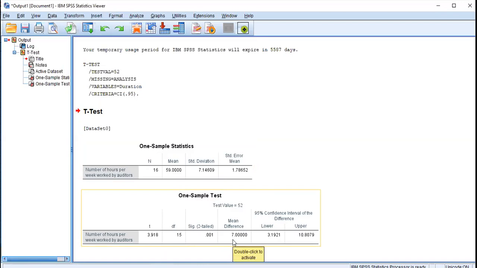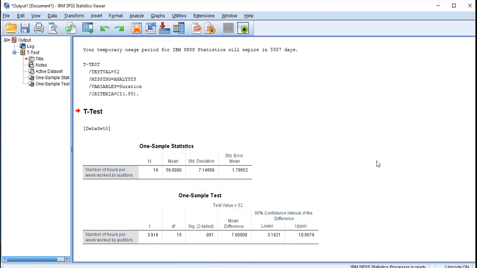So 59 minus 52 is 7. So that's the mean difference. Now the t value that we got was 3.918. Degree of freedom is 15 and significance is 0.001. So it's a very highly significant difference, and we can conclude that there's a significant difference among auditors of the given company and the hours they have worked per week as compared to the national average.